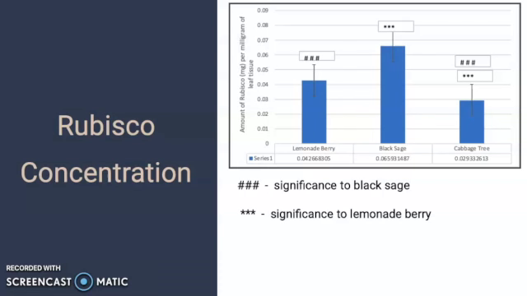And we ran a one-way ANOVA, and this test showed extreme significance between the concentrations of all 3 species, with all p-values being less than 0.01. And to show this on the graph, we used hashtags to represent significance to black sage and stars to represent significance to lemonade berry, and we used 3 of each sign to show that the significance was extreme.